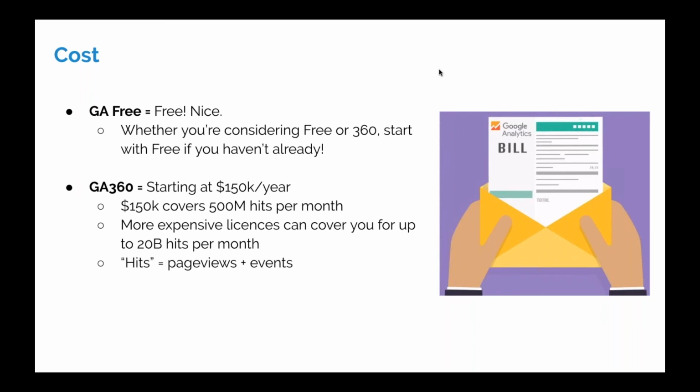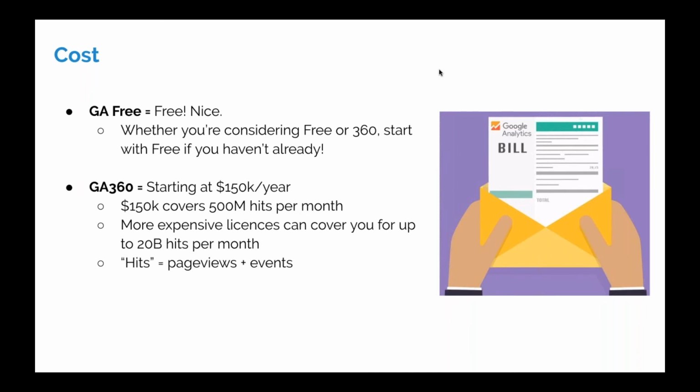I'm not going to go into all the details, you should follow up for those types of questions, but there are licenses available that can cover you up to 20 billion hits per month. So there are a variety of 360 tiers. And just so, hits is not maybe the most common terminology. A hit is essentially either a page view or an event.